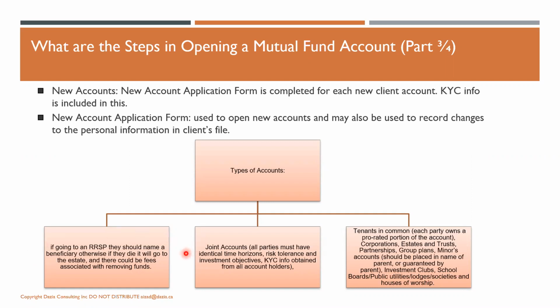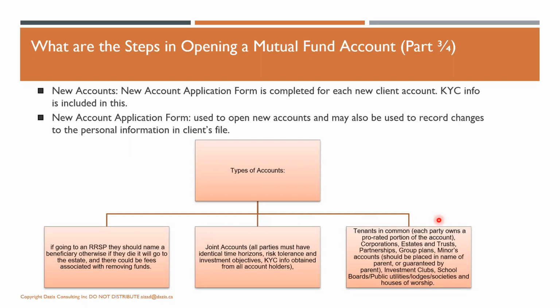Joint account: all parties must have an identical time horizon, risk tolerance, and investment objectives, and KYC information is obtained from all the account holders. So if it is joint, say a husband and wife, and one of the spouses has a high risk tolerance and the other does not, then you need to fill out two KYCs, one for each of them, and give the appropriate advice.